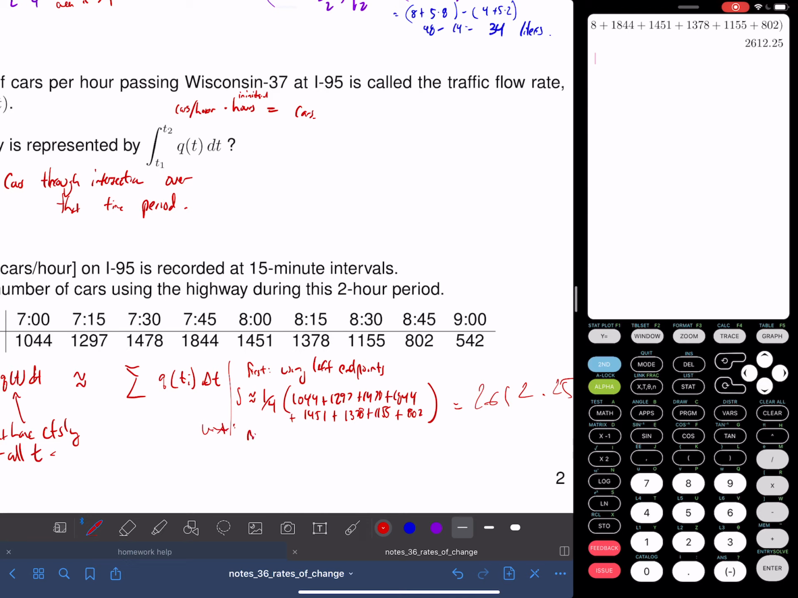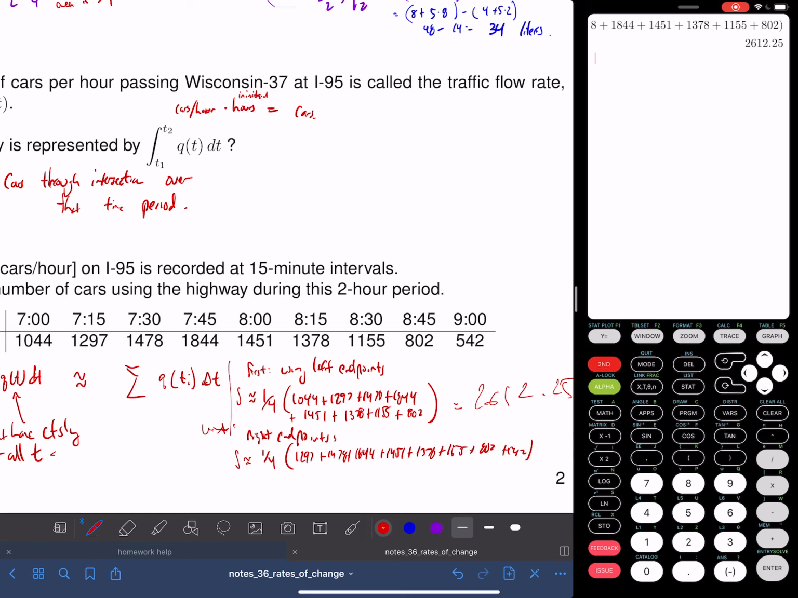Let's do the right endpoints. Okay, so we're going to approximate the sum by doing a quarter of the same thing, except I'm going to omit that one this time because it's a left, and I'm just going to take the rights. So 1297 plus 1478 plus 1844 plus 1451 plus 1378 plus 1155 plus 802 plus 542.